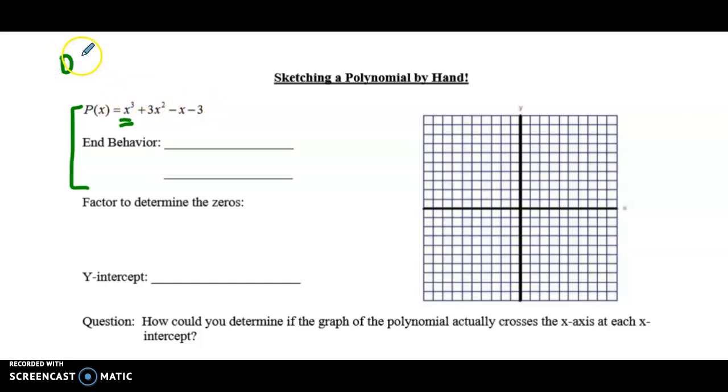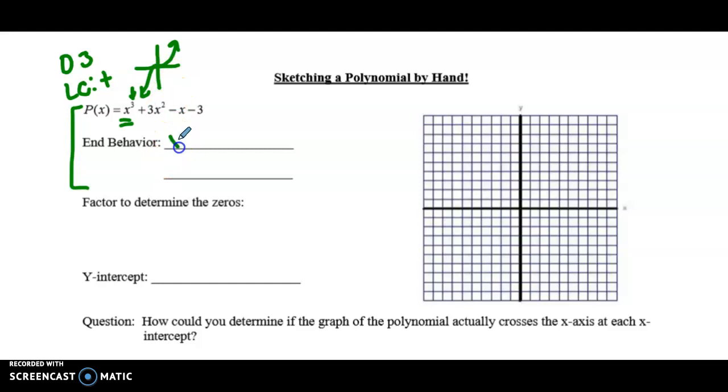So we know that this one has a degree of 3 because the highest exponent is 3. And the leading coefficient here is a positive 1. What that means is if I'm going to sketch this, it's going to start low, doesn't matter what the middle looks like, and end high. So you start at the bottom and go up. So your end behavior, you know that you're going to start here, end here. We don't know what the middle is going to look like yet.